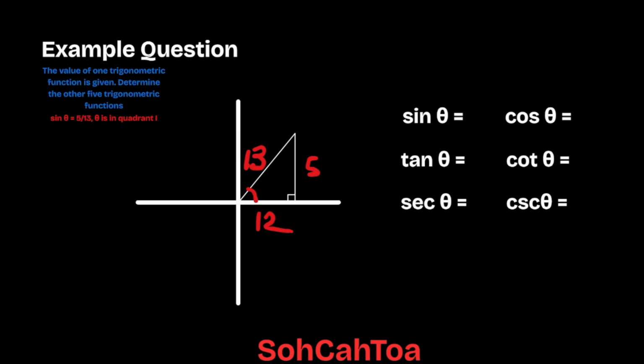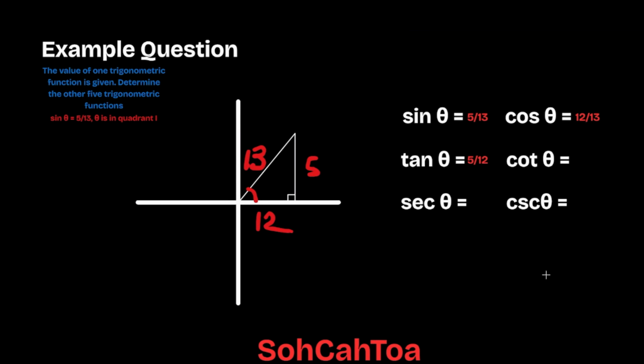Okay, now that we have found our missing side, we can begin to get our values. So we already know that our sine value is 5 over 13 because the question gives it to us. So now we'll do our tan value next. So we look at our SOHCAHTOA again. Tan is going to be opposite over adjacent. We see our opposite side is 5 and our adjacent side is 12. Therefore, our tangent value is 5 over 12. Next, we'll do our cosine value, which is adjacent over hypotenuse, 12 over 13.